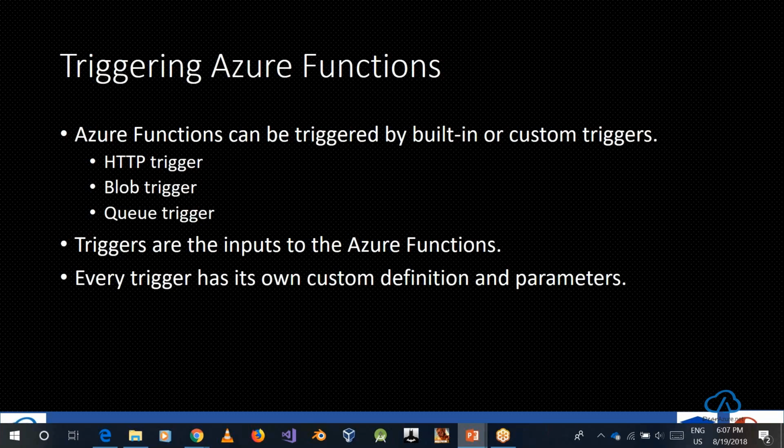Similarly, the blob triggers enable us to trigger the function whenever the user has uploaded or stored a blob. Similarly, a queue trigger is an event-driven practice. Whenever a user has saved a message inside a queue, our function will be triggered and it will execute something, and so on and so forth. So basically, if we trim the concept down, the triggers are the inputs to the IR function.